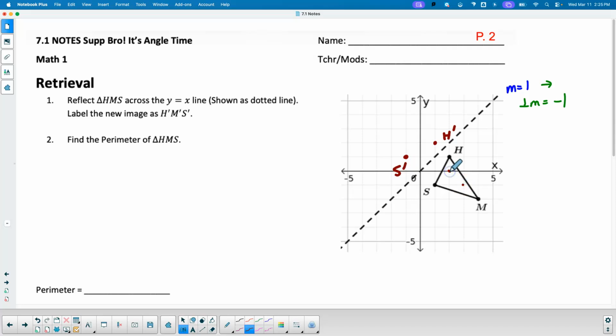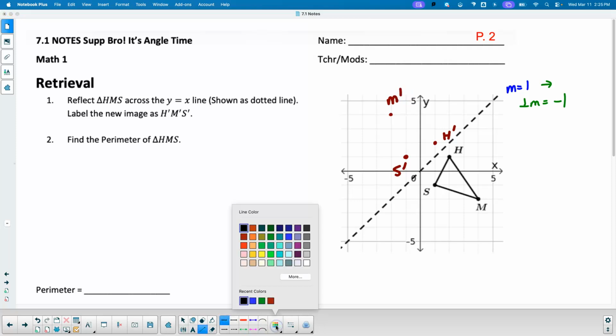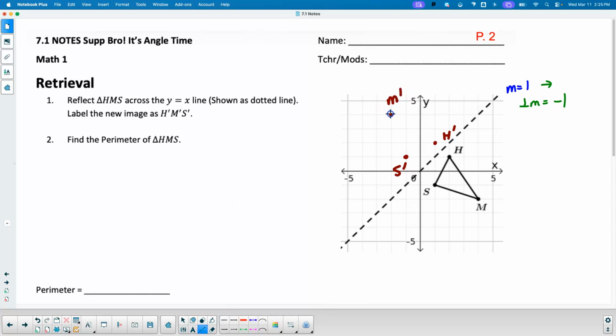1, 2, 3 to get to the line of reflection, which means I'm going to go 1, 2, 3 on the other side. And then I can connect those dots. What did you do for H? I went a half and a half. Went half to the line, half on the other side.